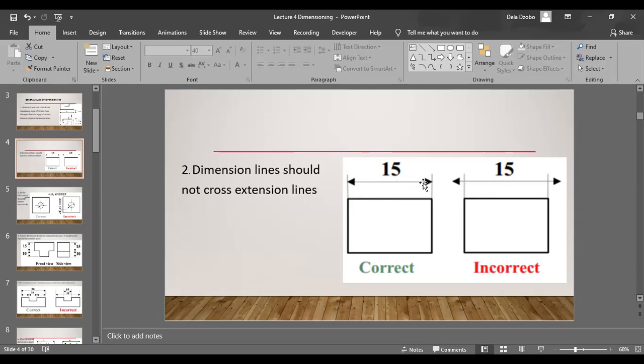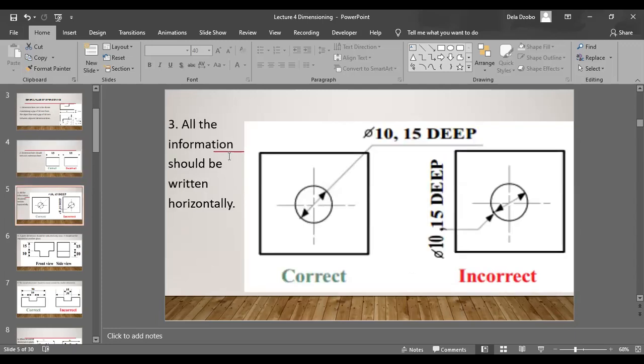So the arrows of the dimension line just touch the extension lines, on my left here and on my right here. But over here we see the very opposite, where the dimension line is crossing the extension lines. You can see the arrow has cut the extension line. That is unacceptable.